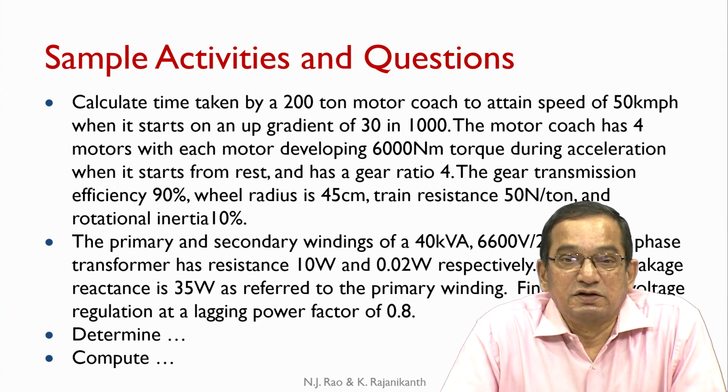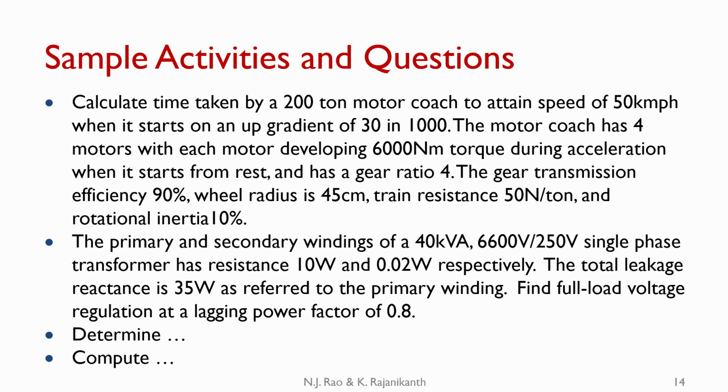Another example can be: the primary and secondary windings of a 40 kVA, 6600 volts by 250 volt single phase transformer have resistances of 10 ohms and 0.02 ohms respectively. The total leakage reactance is 35 ohms as referred to the primary winding. Find the full load voltage regulation at a lagging power factor of 0.8. The general stem can be determine. So, we can continue this in several different ways. Compute, again we can continue this in several different ways.